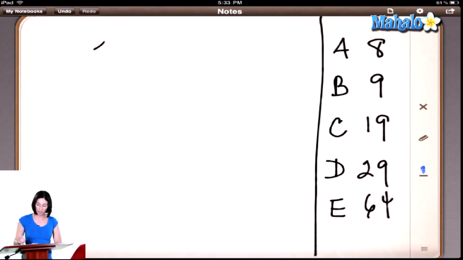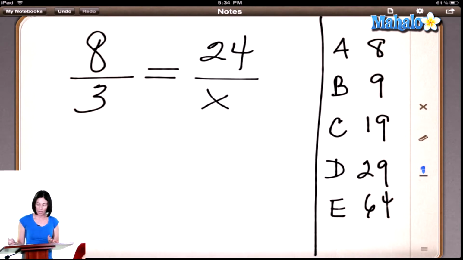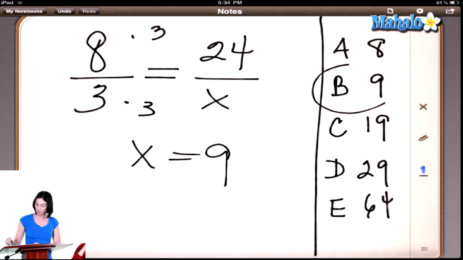Right. So when they say that they have a ratio, you can just write it as a fraction if you want. You can write 8 to 3 as 8 over 3. And then they're saying that that's equal to the ratio of 24 to what number? So that's equal to 24 over some number. What you did is exactly right. Whatever you had to do to 8 to get to 24, you have to do to 3 to get the number we don't know. So we know that 8 times 3 is 24. And if we have 3 times 3, then we have 9, so we know that x equals 9. And that is one of our answers, so good for you.